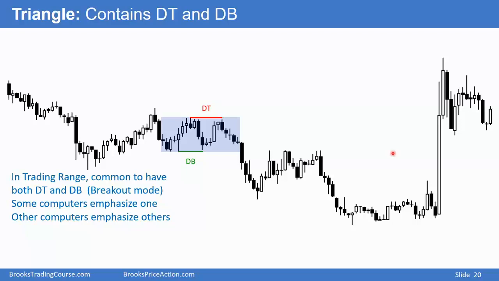Trading ranges always contain double tops and double bottoms. It's in breakout mode. Will the bulls succeed? Will this double bottom lead to a rally? Will the bears succeed? Will this double top lead to a sell-off? Some computers believe the rally is more likely. Other computers believe the trend resumption down is more likely. Once you get a trading range that has 20 or more bars, the probability of a bull breakout becomes the same as the probability of a bear breakout. It's in breakout mode. And you can see when we broke below the double bottom, everyone agreed price was going lower. We have a big breakout bar and a good follow-through bar.